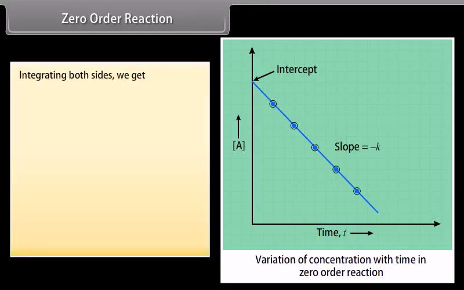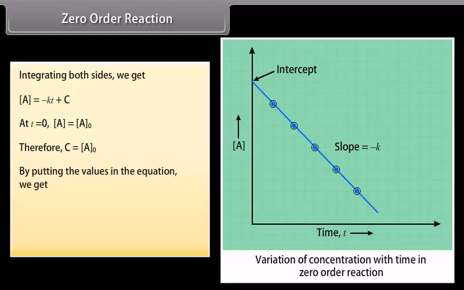Integrating both sides, we get [A] is equal to minus kt plus C. At t is equal to 0, [A] is equal to [A]0. Therefore, C is equal to [A]0. By putting the values in the equation, we get [A] is equal to minus kt plus [A]0. Or it can be written as k is equal to 1 upon t multiplied by [A]0 minus [A].